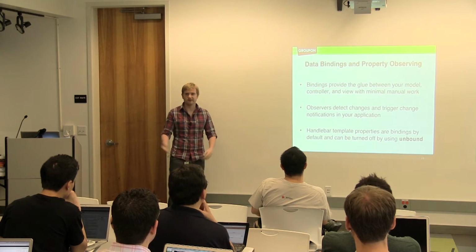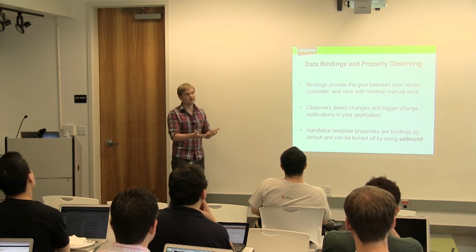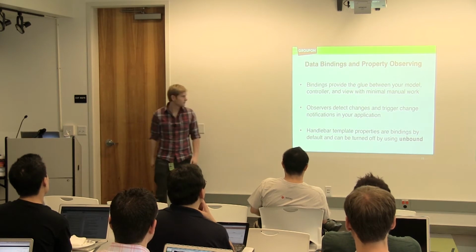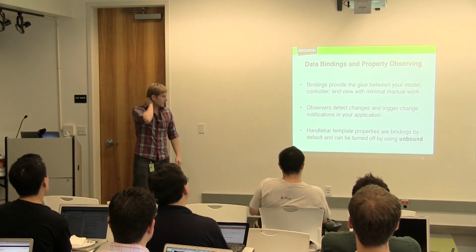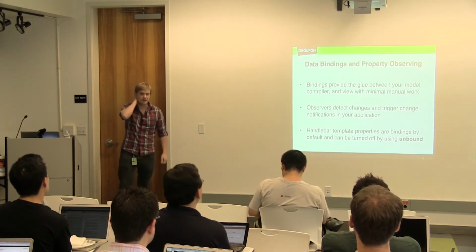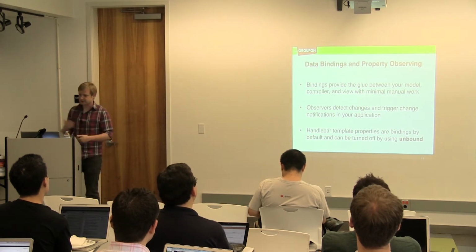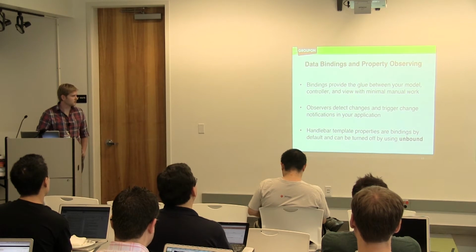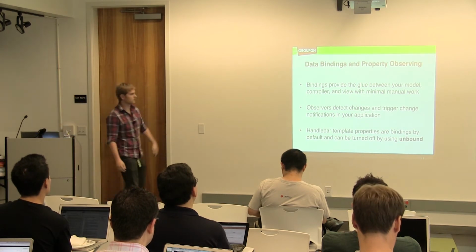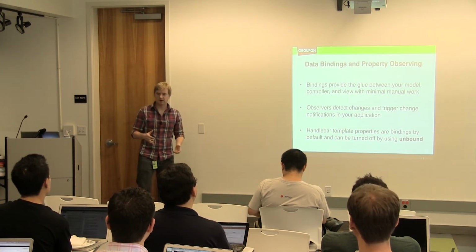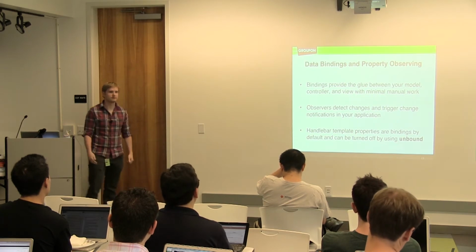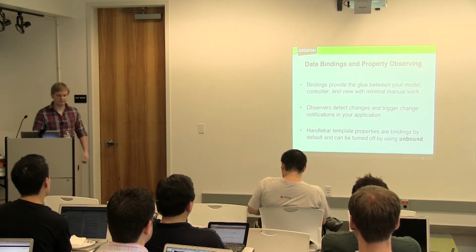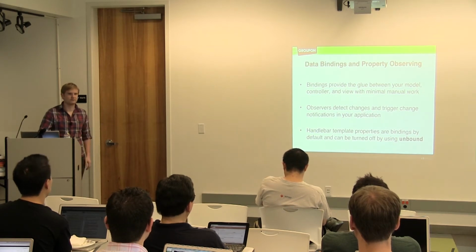So if you want a binding from your model, well, not your model, but your controller to a view or something like that, it's very, very simple to do. And then observers just automatically detect the changes and trigger notifications in your application. And I guess, again, I touched on it earlier, handlebar template properties are bound by default. You can make them unbound if you want to for performance reasons. There's no point in making something a live binding if you're not actually going to use it.